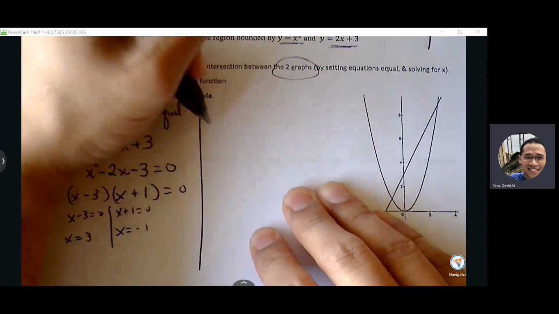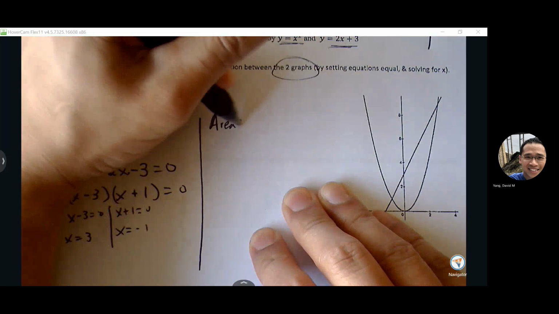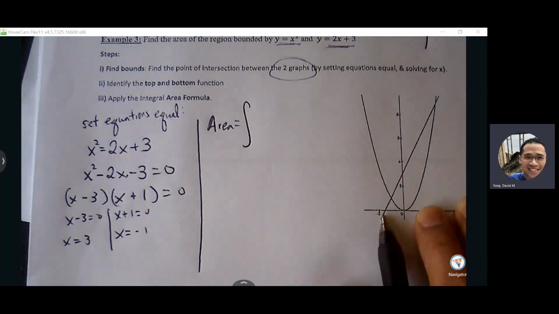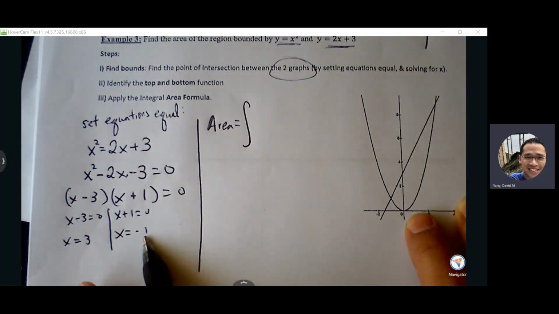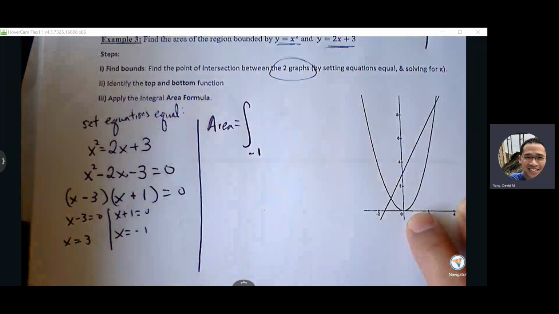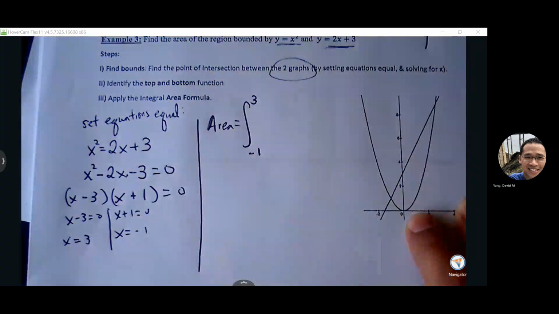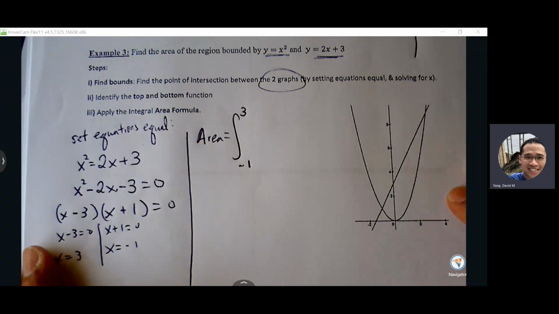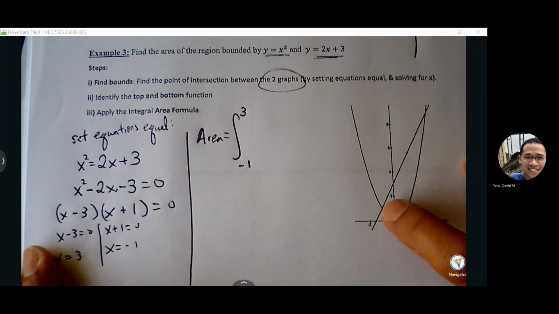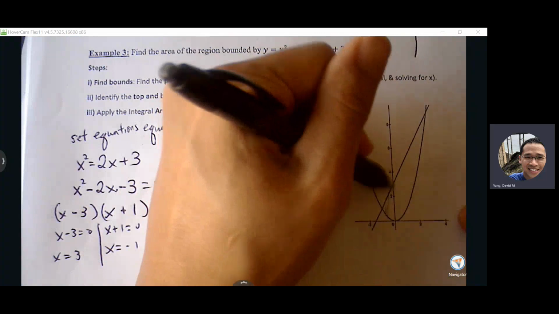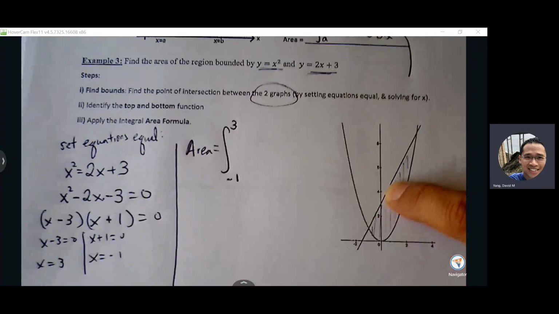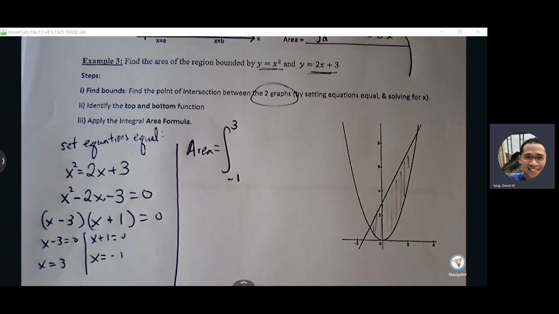Okay, so area formula. The furthest left boundary that we see is -1. The furthest right boundary we see is +3. Top graph minus bottom graph. So in this case, what's the graph on top? Which one is visually higher? The linear, right? The 2x plus 3. And the one that's below is the quadratic.